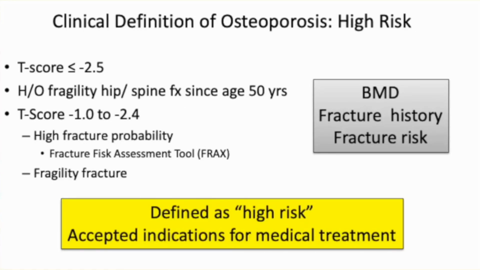The second group is high risk. And this one is again, the T-score less than minus 2.5, or they've had a history of a remote hip or spine fracture since age 50, or they have that osteopenic T-score where they have a high FRAX probability, again, the thresholds I mentioned, or they've had osteopenia, but they've also had a wrist fracture or a distal femur fracture, another type of fragility fracture, then they would be classified as high risk. And these are accepted indications for medical management.